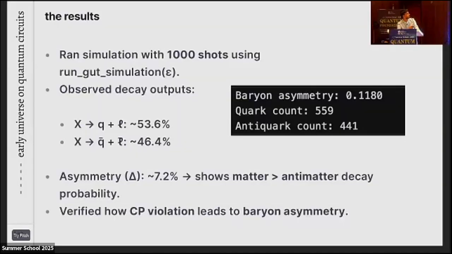There you can see the quark count and anti-quark count. The quark count is exceeding, and you can see the matter percentage is 53 and the antimatter percentage is 43. So 7.2 percent shows as an asymmetry, and we have successfully shown the CP violation of baryon asymmetry.